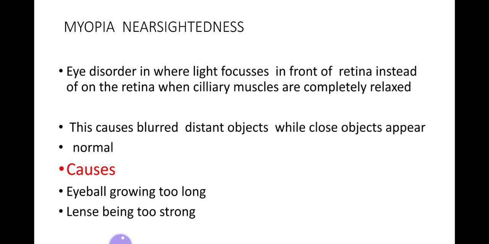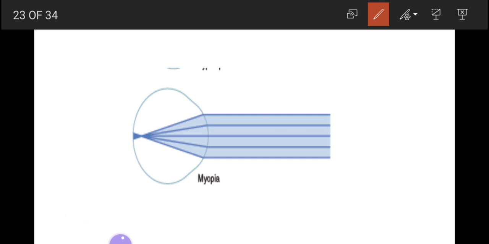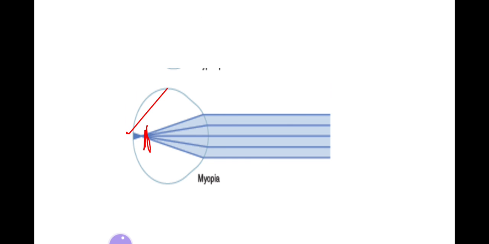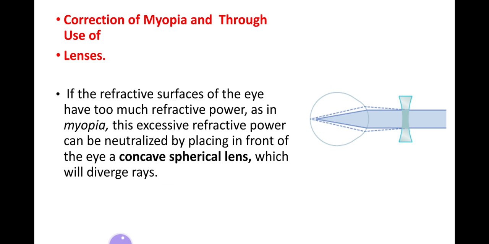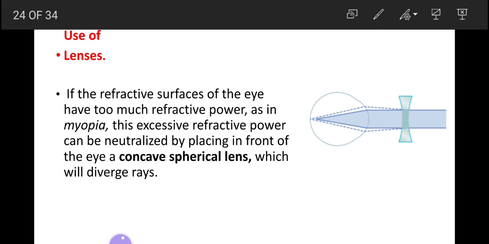What can be the causes? The eyeball growing too long and the lens being too strong. It is so strong that the image is falling in front of the retina. This figure shows the image in front of the retina, not on the retina. Myopic. How can it be corrected? It is corrected by a concave lens. By placing the concave lens in front of the eye, the concave lens will diverge the light rays and the image will fall directly on the retina.